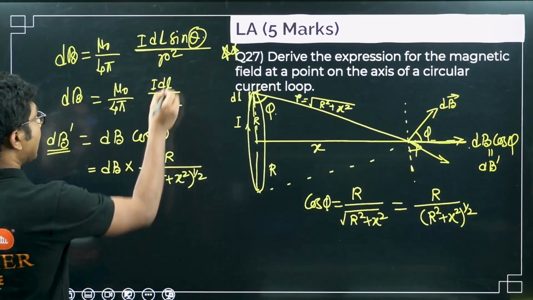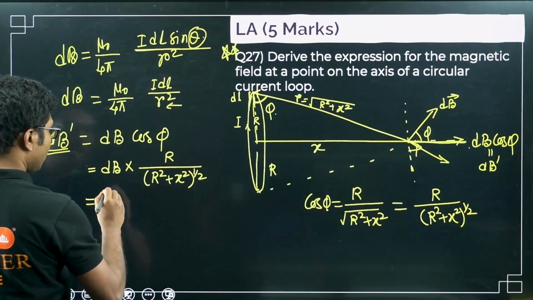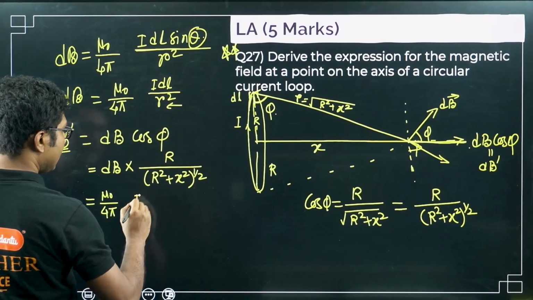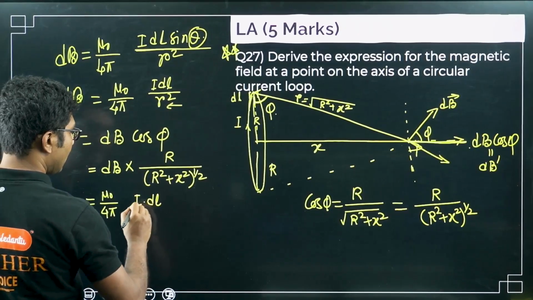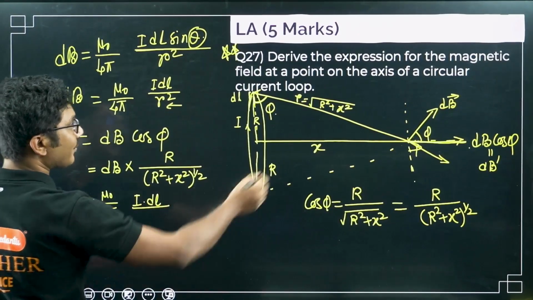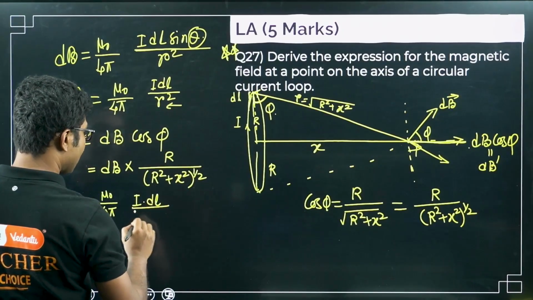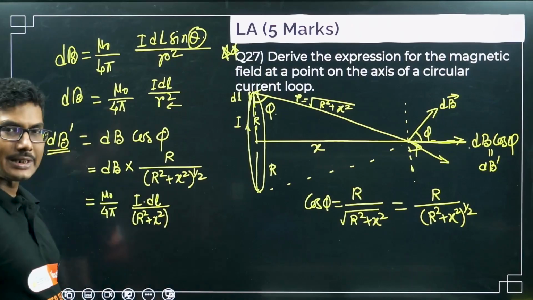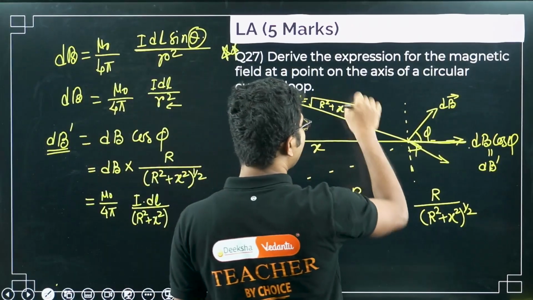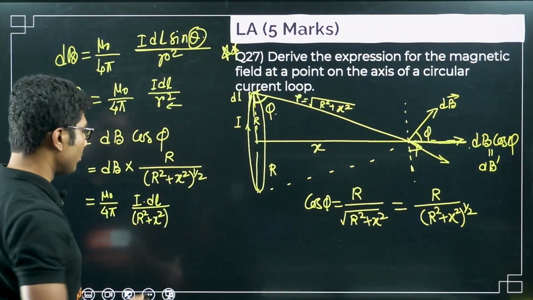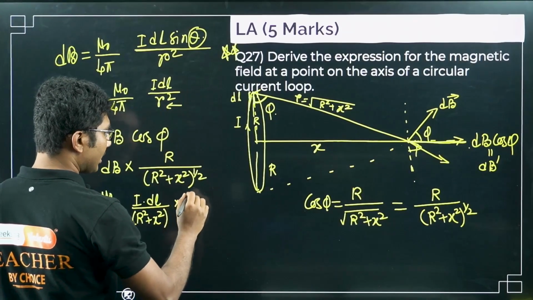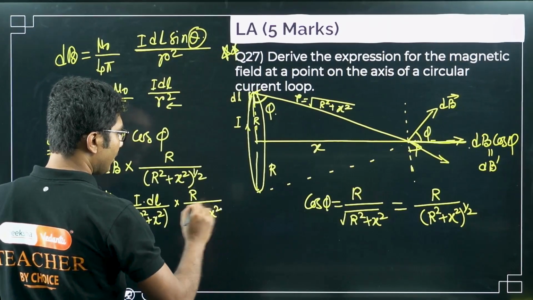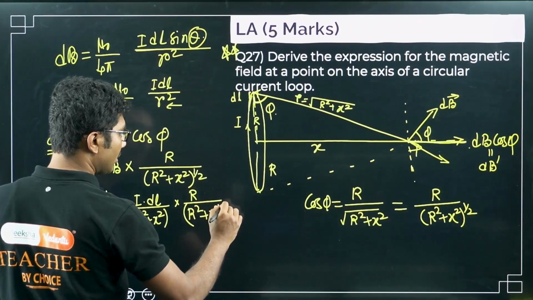Now what is dB? dB is this, mu naught by 4 pi times I times dl times r square. What is r square? R square is r square plus x square whole root. So square of that will be r square plus x square, right? So r square is simply square root of the square of this, so square root will go. Now there is one more term, r divided by r square plus x square to the power 3 by 2, sorry, to the power 1 by 2.